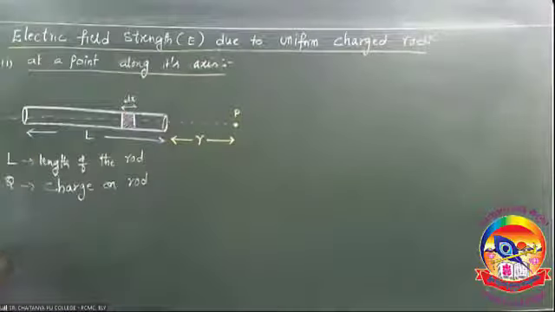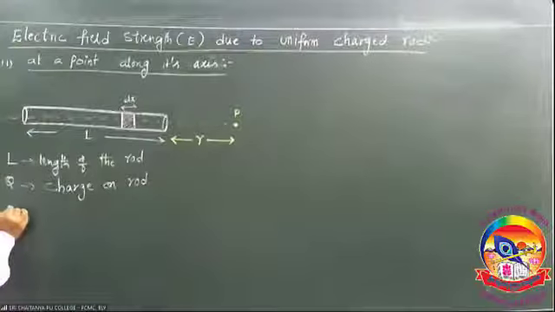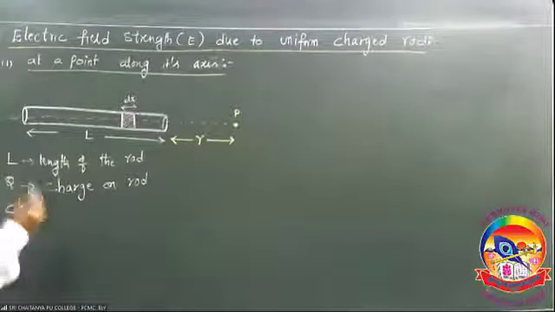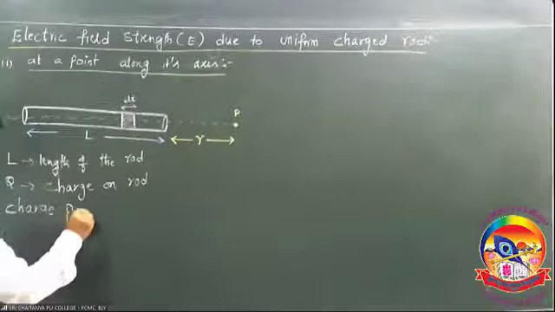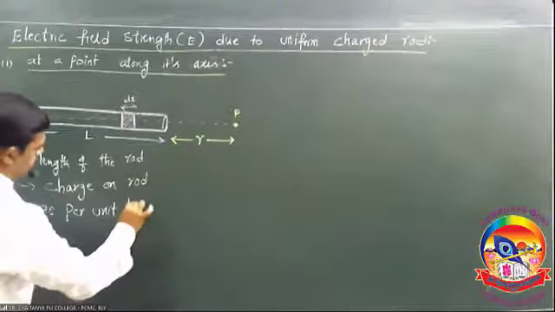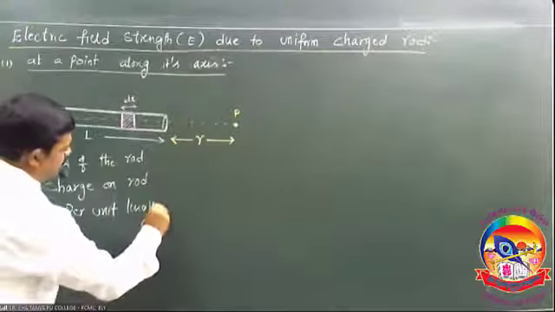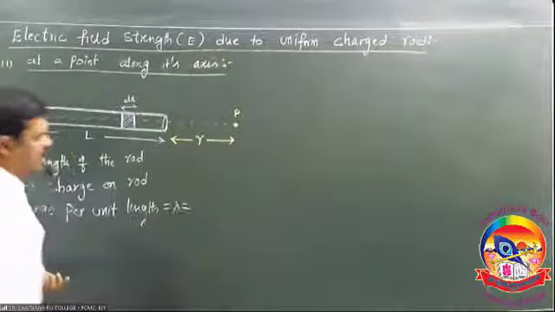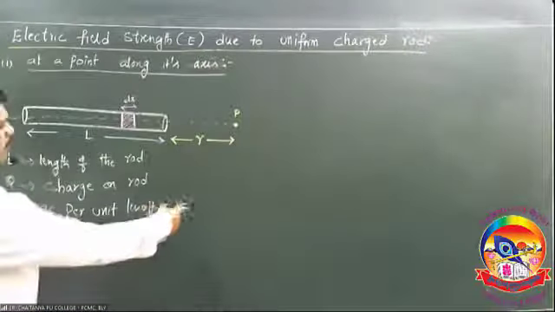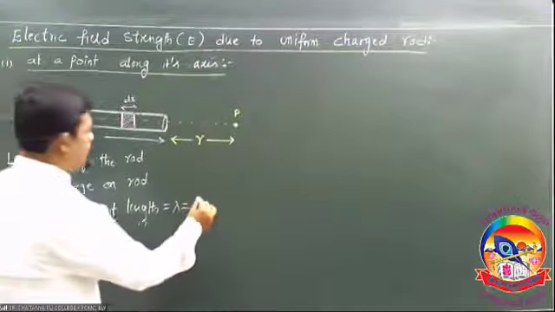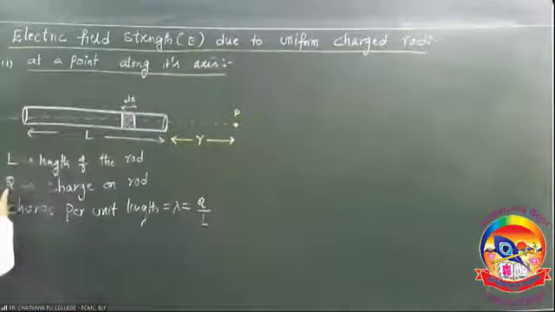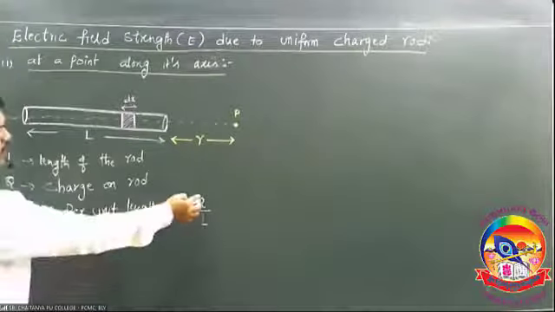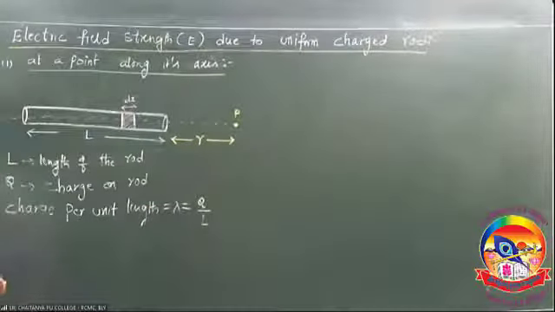So what we did here: L and Q, charge per unit length. Sometimes in the problems they are termed as lambda, Q by L. For the total length, charge is Q. Per unit length, what is the charge? Q by L. Charge per unit length.